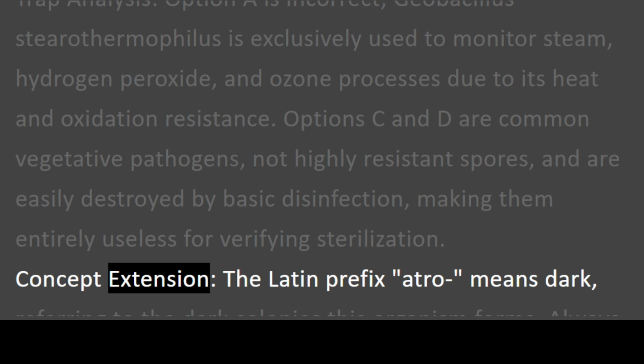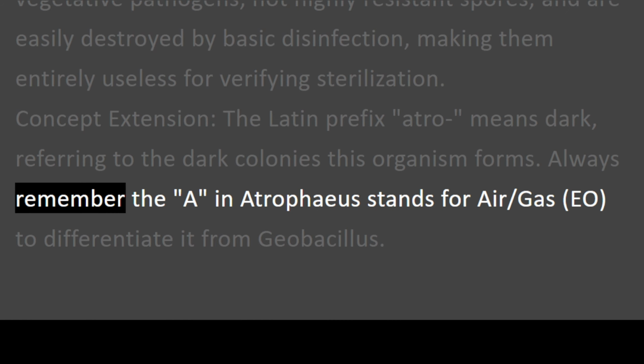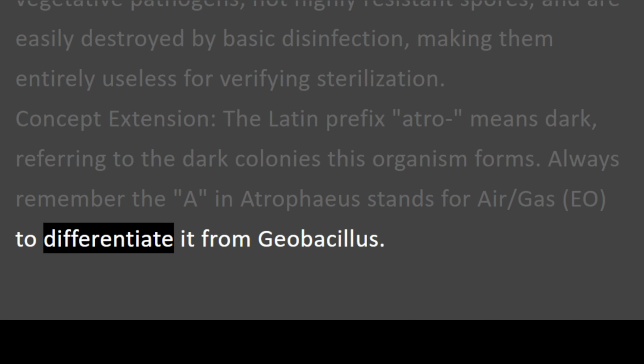Concept extension. The Latin prefix atro- means dark, referring to the dark colonies this organism forms. Always remember the A in atrophaeus stands for air/gas, EO, to differentiate it from Geobacillus.